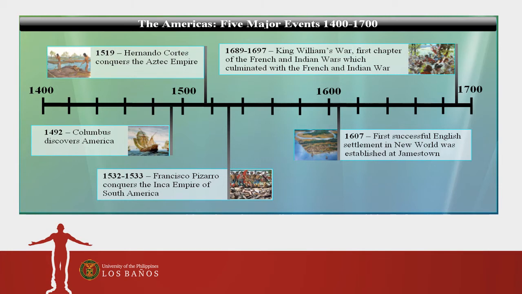In 1532, another Spanish conquistador, Francisco Pizarro, conquered the Inca Empire of South America. In the 1600s, the first successful English settlement in the New World was established in Jamestown in Virginia. And in the late 1600s, King William's War was the first of 6 colonial wars fought between New France and New England, along with their respective American Indian native allies.